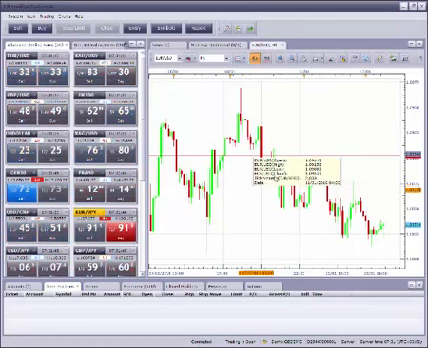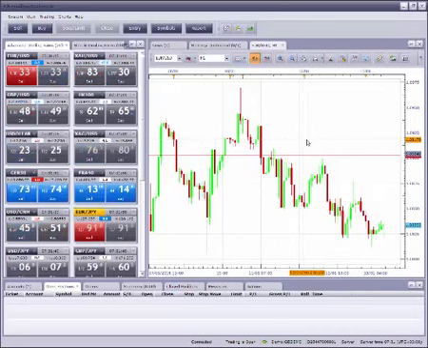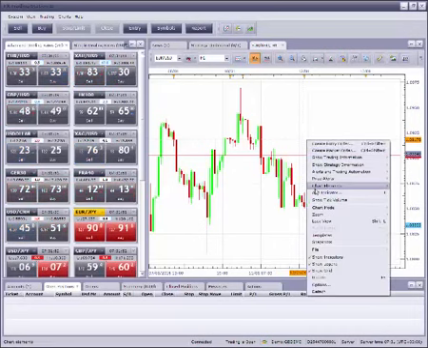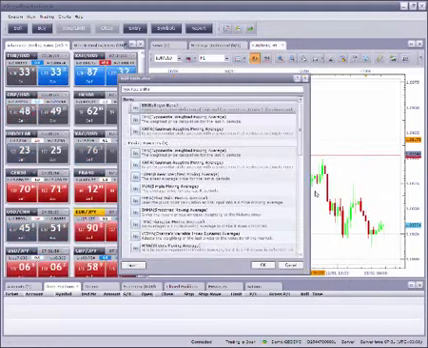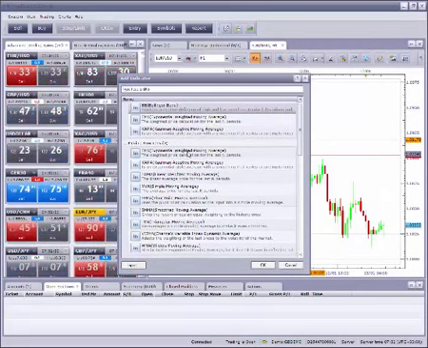So first of all, you just need to add the indicator. So right click on your chart, go to add indicator, and it'll bring up your list here, and you have a few different types of moving averages listed on here. The ones that you want to be looking at are your simple moving average and exponential moving average.